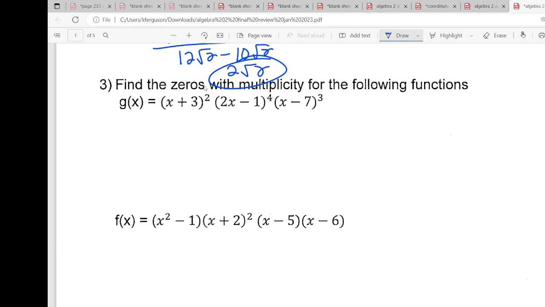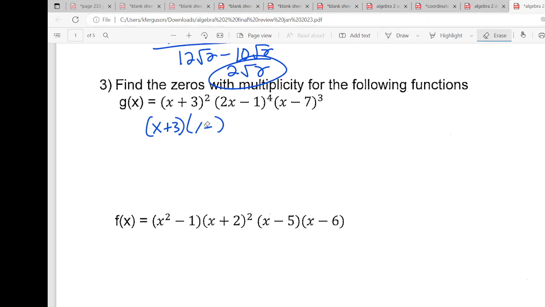So here, it says find the zeros with multiplicity. Remember what multiplicity is. To break it down simply, it's kind of like how many times you repeat. Right here, I've got x plus 3 to the second power. So that means I've got x plus 3 times x plus 3. Here, I've got 2x minus 1 to the fourth power, so there's 4 of them there. And then here, x minus 7 is to the third power, so there's 3 of them there.